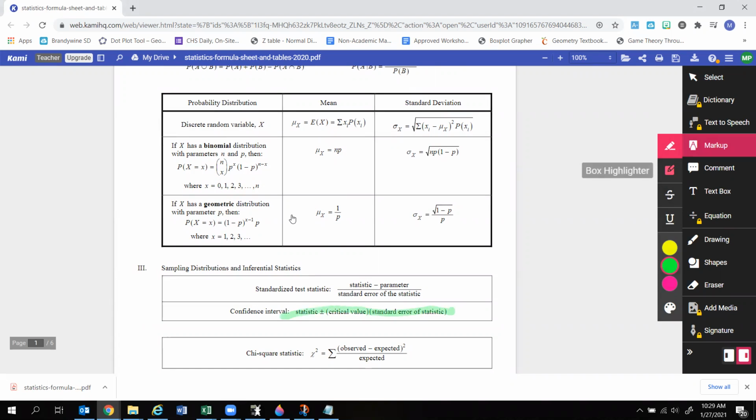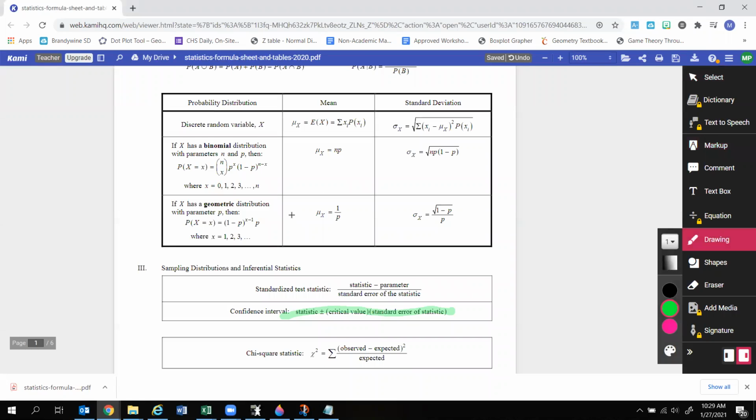Just to point out what this is. Statistic, that's your p hat or your x bar. It's your proportion or it's your mean. Critical value, that is your z or your t statistic, whichever one you're going to use. Remember, you use z for all proportion questions, and you also use z for a means question where the population standard deviation is known. You only use t if it's a means question where the population standard deviation is unknown. As for standard error, we'll get there in 2 seconds.